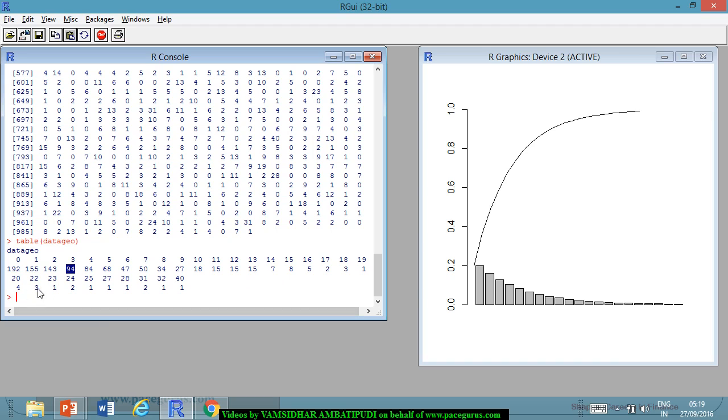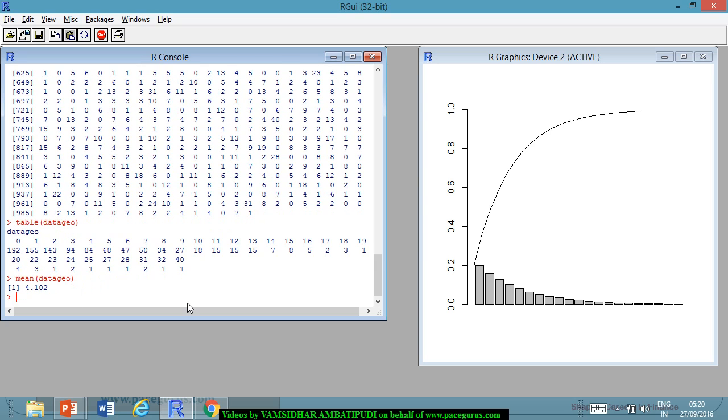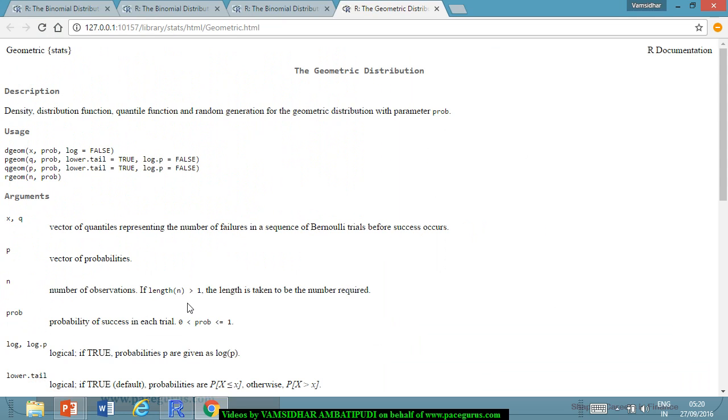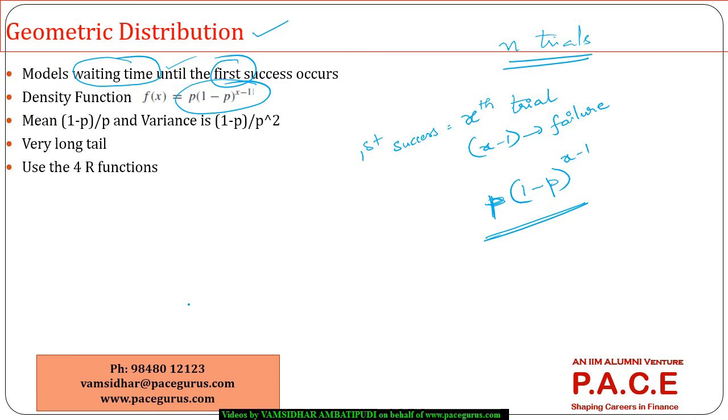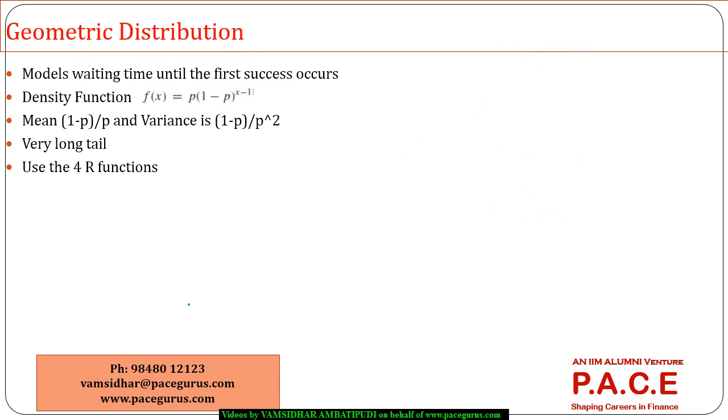But there are some very slim chances that I may have to wait even 40 times to get my first success. But that probability is very small. Now, if I am looking at the mean of this particular geometric data, it is 4.1. And theoretically, the mean is nothing but (1 minus p) by p, which is (1 minus 0.2) divided by 0.2, that is 0.8 by 0.2, which is 4.